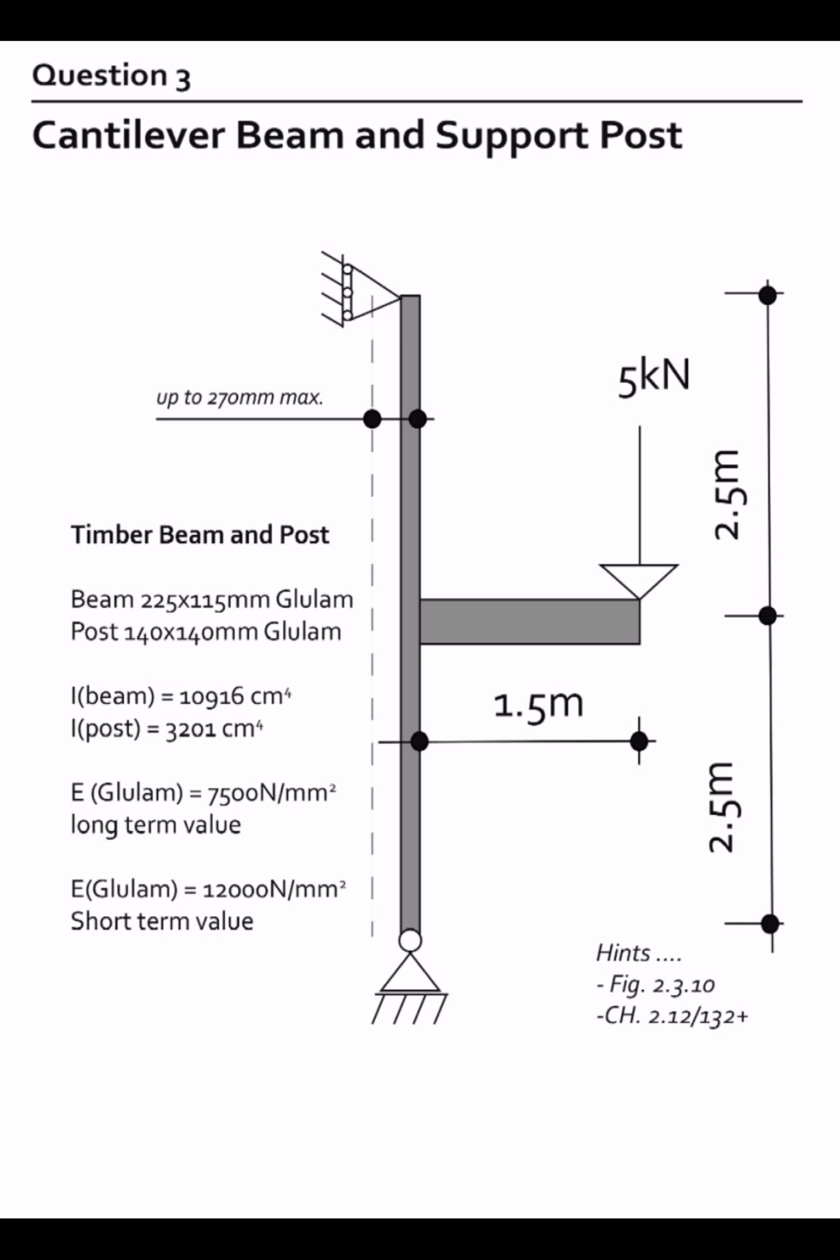Hello. Question 3, cantilever beam support post problem. Essentially what we're looking at is a support post which is restrained at the top and bottom and is held at the bottom vertically, and the flexure in the post is causing additional deflection in the beam. The floor heights are equal, given as 2.5 meters, the applied load is 5 kilonewtons, and the cantilever is 1.5 meters.